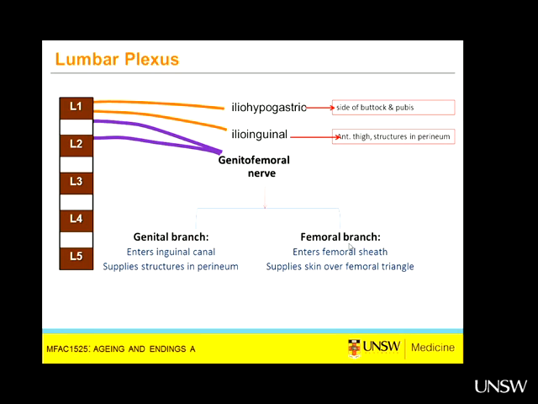This femoral branch will actually pass with the femoral sheath, which is encasing the femoral vessels, and it will enter the thigh and it will supply the skin over the femoral triangle. Where would I find the femoral triangle?